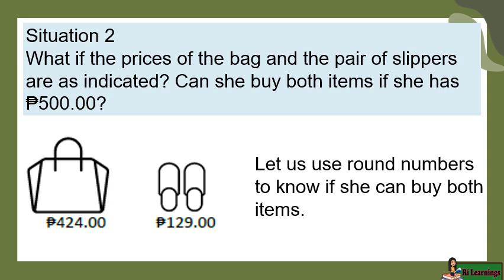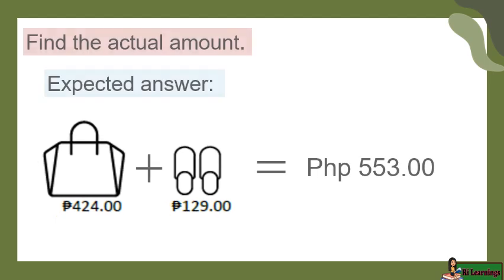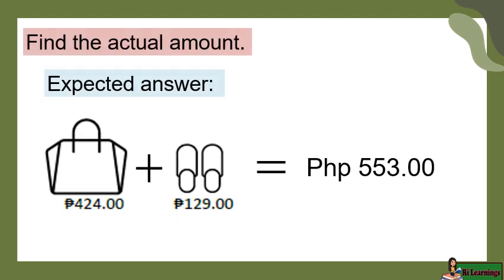Situation 2. What if the prices of the bag and the pair of slippers are as indicated? Can she buy both items if she has 500 pesos? Let us use round numbers to know if she can buy both items. Find the actual amount. 424 plus 129 equals 553 pesos.